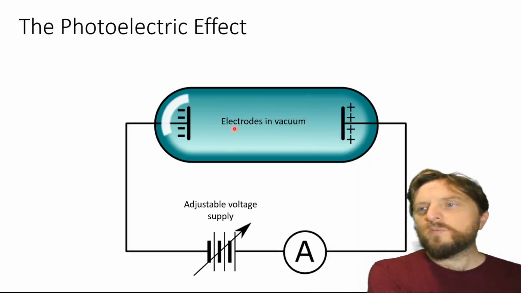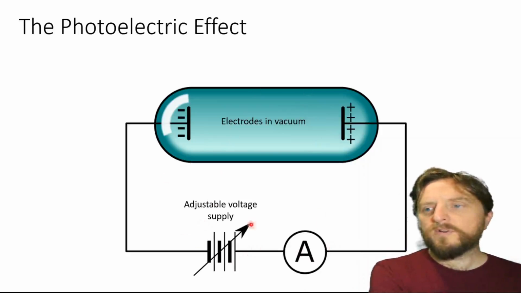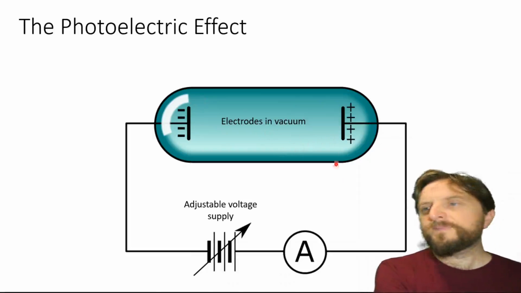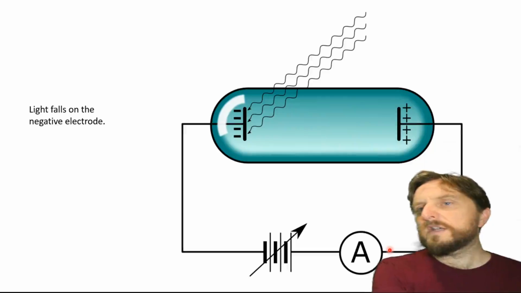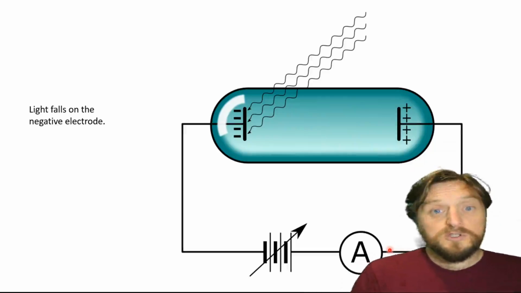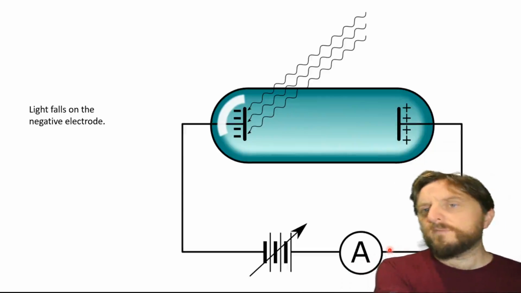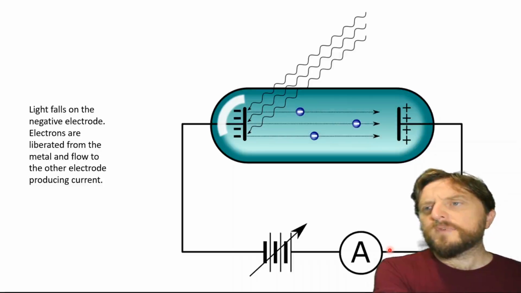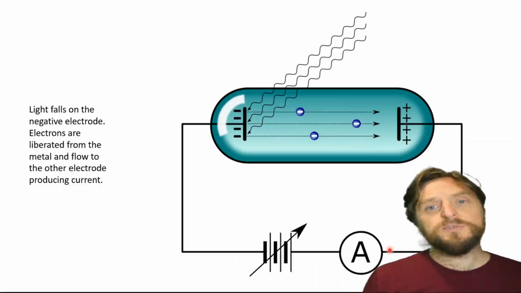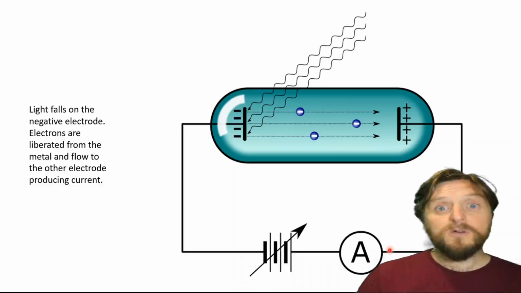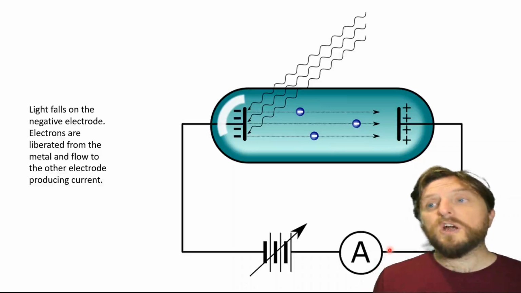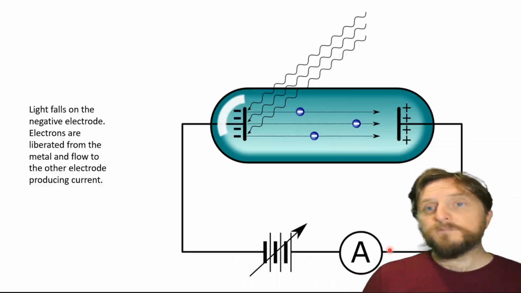Now, obviously, to begin with, no matter what voltage we set here, we're not really going to have any current because there's a break in the circuit. But what the photoelectric effect does is that when light falls onto one of the electrodes, and this is set up as the negative electrode, as shown here, electrons absorb energy from the light and are liberated from the metal, and then they flow from one electrode to the other, producing a current that you can measure.